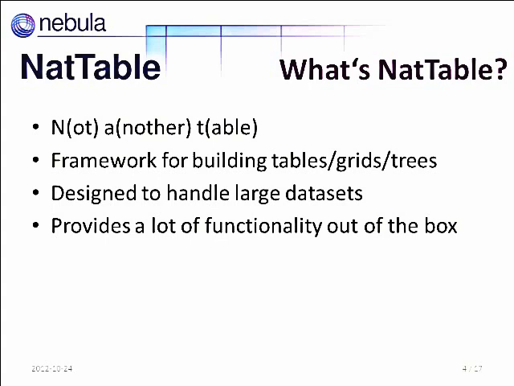Since then, we did some major refactorings, and now we simply use it as an acronym for "it's not a table". I also heard of some guys who were looking at the table and saying, oh no, not another table, we don't need this. But in fact, it is not another table. It is a framework for building tables, grids, and at least trees that can handle large data sets.